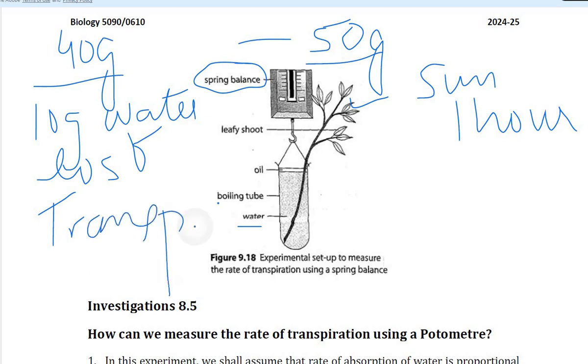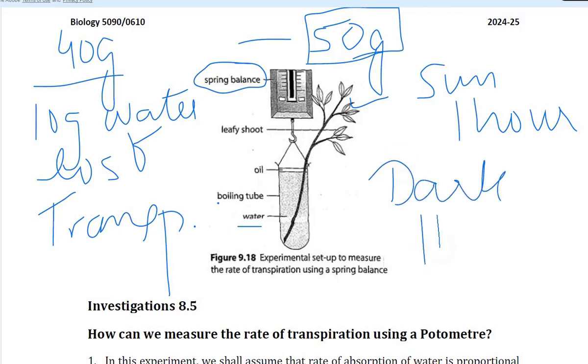उसके बाद हम दोबारा से 50 ग्राम तक पानी और ऐड करते हैं और 50 ग्राम तक इसको फिल कर देते हैं और फिर हम क्या करते हैं, इसको हम रख देते हैं डार्क में फॉर 1 आवर। तो फिर हम देखेंगे इसका जो वेट हुआ वो सिर्फ 48 ग्राम पे आया। इसका मतलब है कि when there was sunlight there was more transpiration, and then when there was darkness there was less transpiration. Hence proves that we can measure the rate of transpiration through different environmental factors.